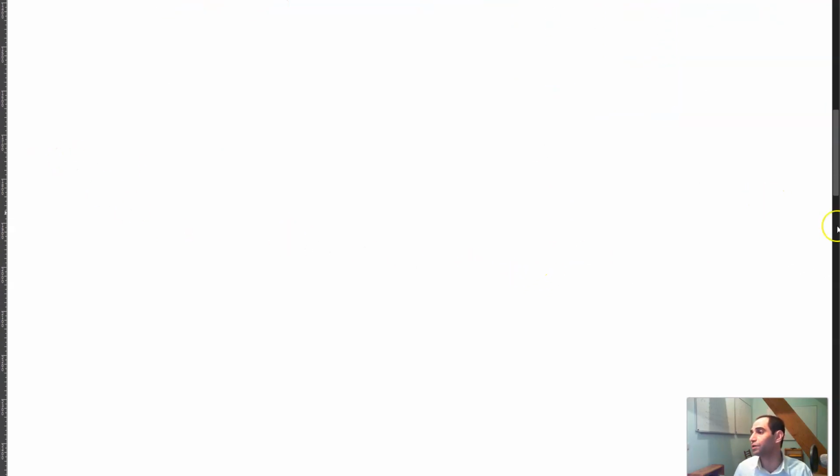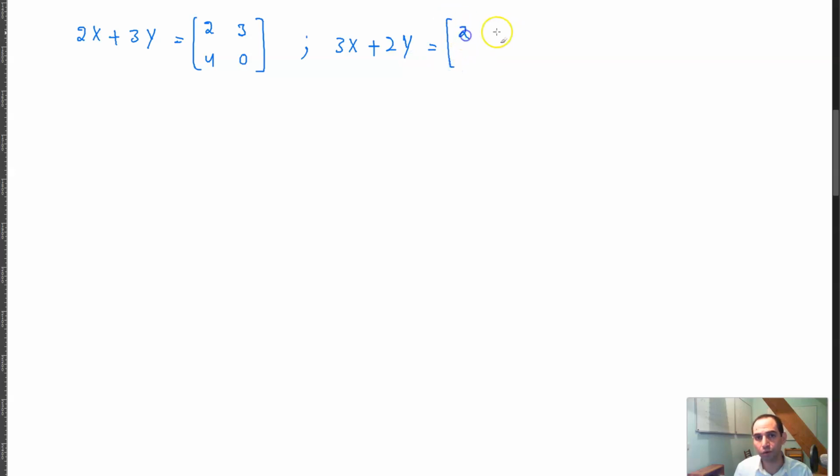Part 2 of this question is, again, you want to find X and Y, and you have 2X plus 3Y is equal to 2, 3, 4, 0, and you have 3X plus 2Y is equal to 2, -2, -1, and 5. Right?